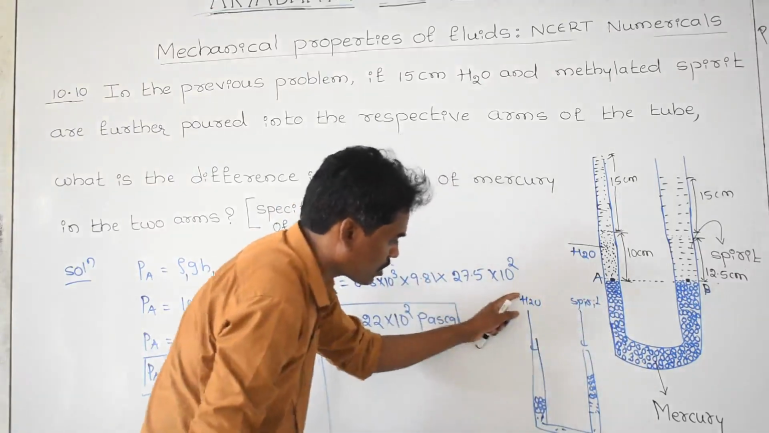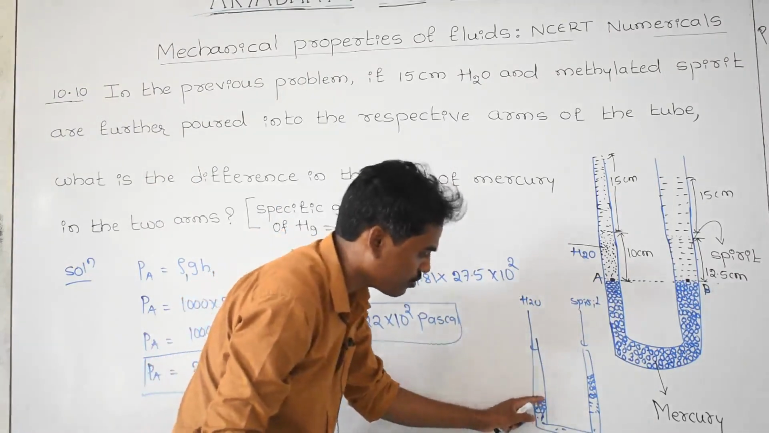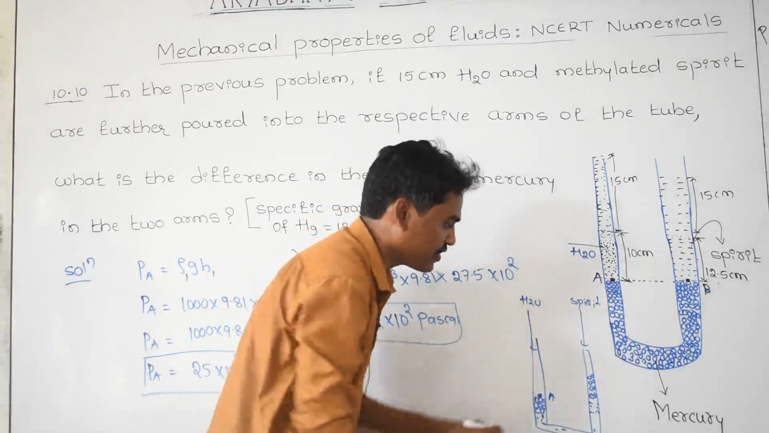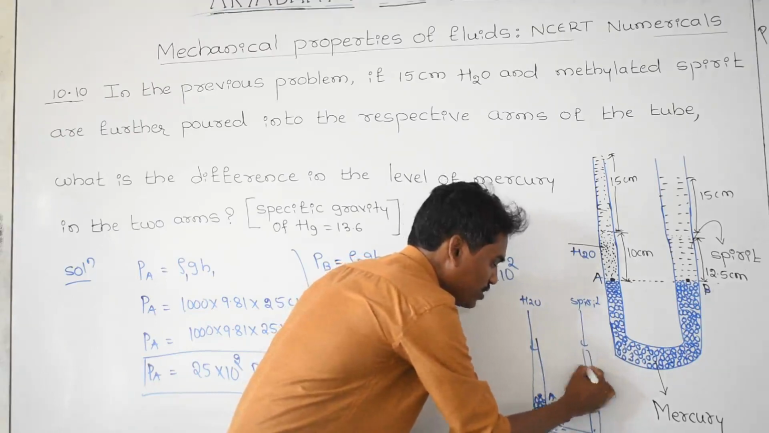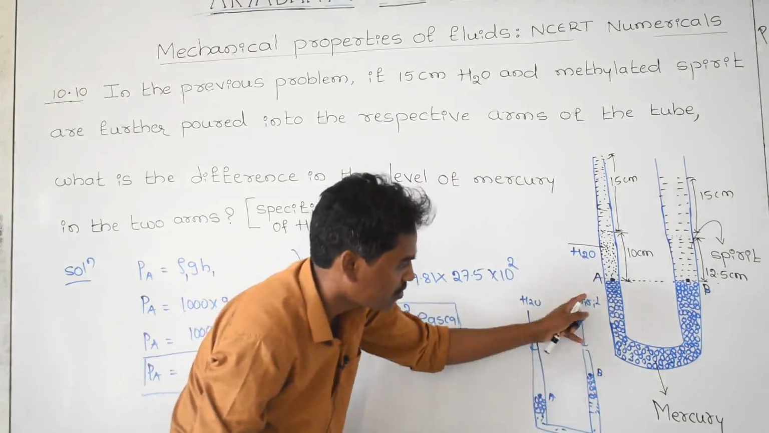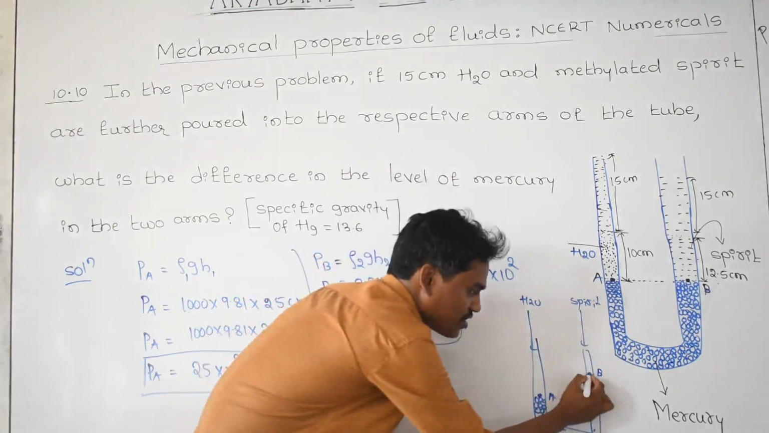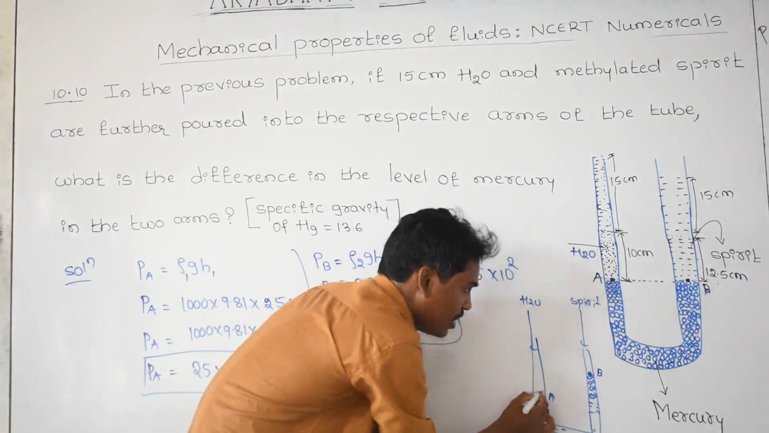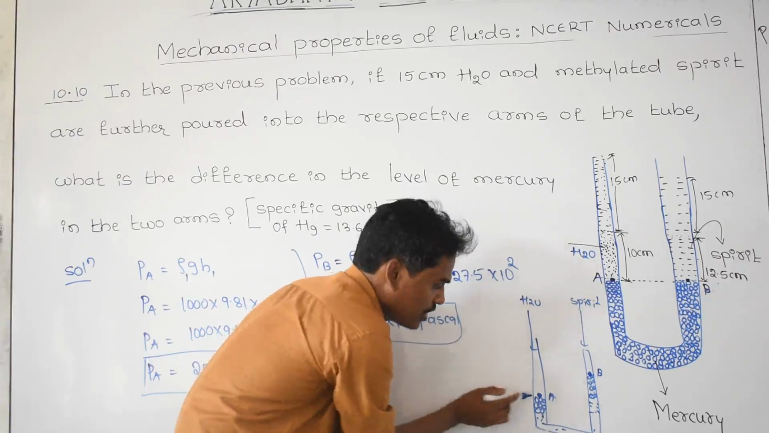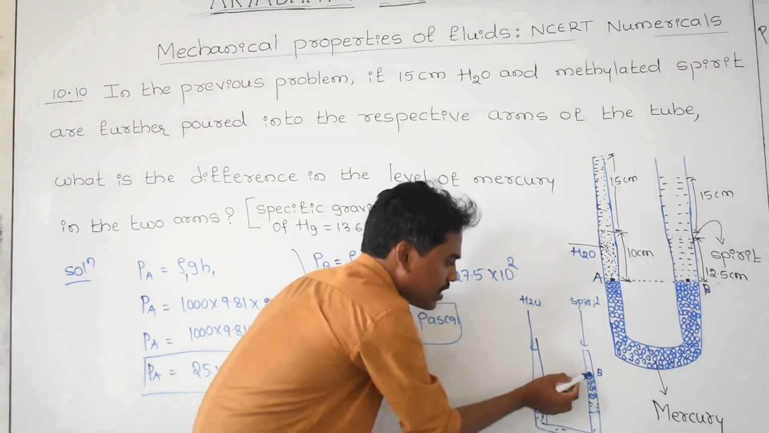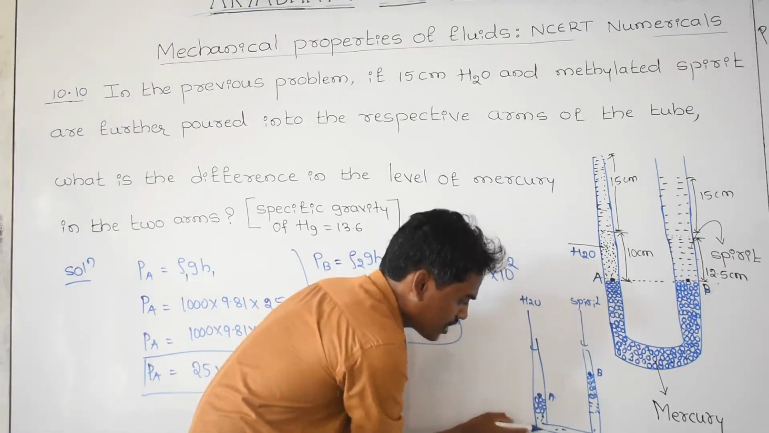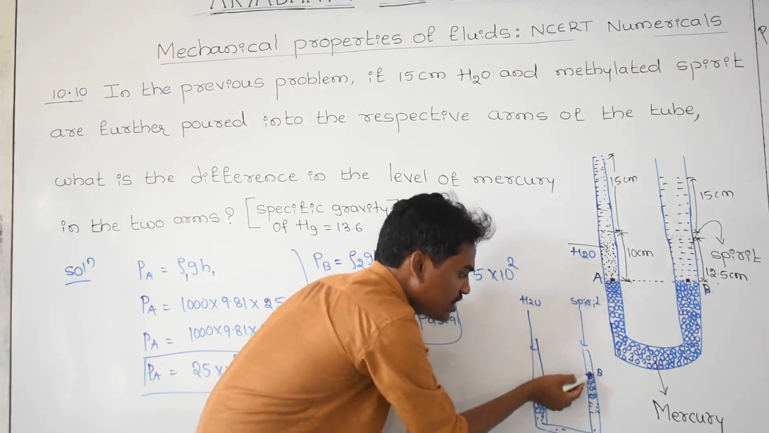In the downward direction, the water is exerting pressure on the mercury at this point, which is point A, and in the downward direction the spirit is exerting pressure at this point, which is point B. The pressure exerted at point A by the water is more than the pressure exerted at point B by the spirit. Here the pressure by the water is more, and here the pressure by the spirit on the mercury is lesser. Because of more pressure it falls down, and because of less pressure by the spirit it rises up.